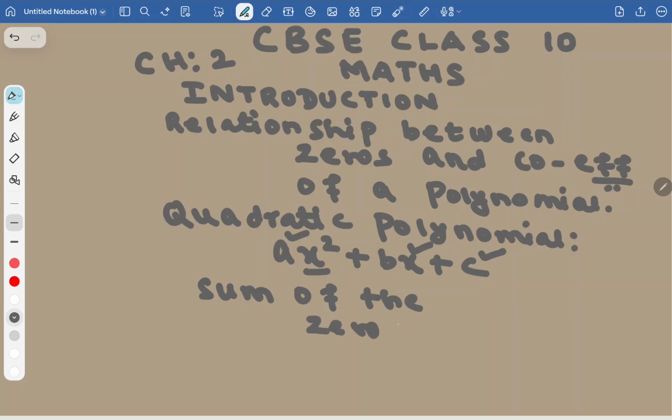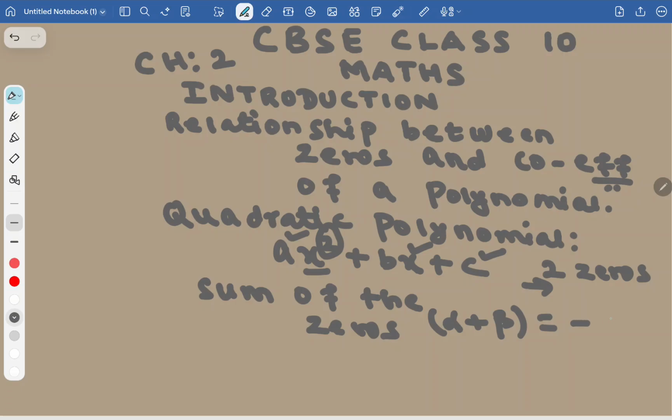sum of the zeros. Since it is a quadratic polynomial, this quadratic polynomial must have two zeros because of degree 2. We know very well, if the polynomial is cubic, it must have 3 zeros. If the polynomial is linear, it must have 1 zero. But we are discussing a quadratic polynomial which is degree 2, it must have 2 zeros. I am taking one zero as alpha, second zero as beta. I am taking alpha plus beta.